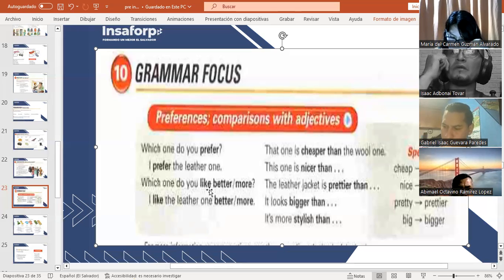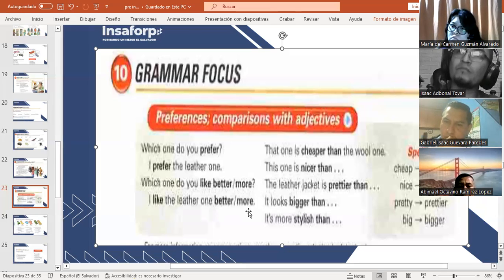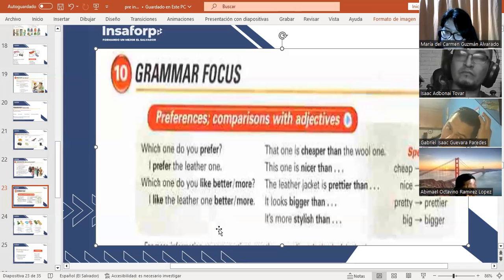Which one do you like better? You can say, I like the leather one better. If the question is with more, you answer with more. Which one do you like more? I like the leather one more. The verb is the same. Both are different because better is mejor, right? That one is better. And more is más. It's different. Oh, okay.